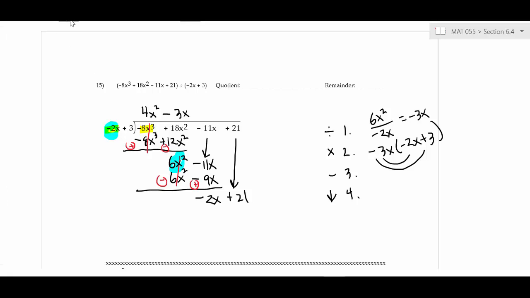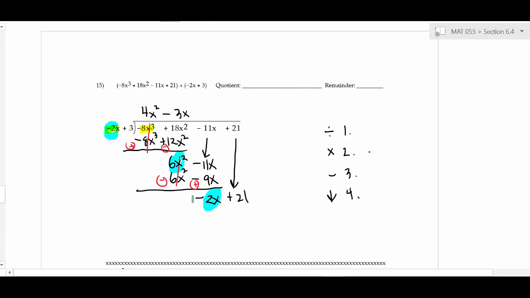Okay? All right, so let's finish up this last loop here. So what are we going to divide? Negative 2x divided by negative 2x. It's always the same. So what's negative 2x divided by negative 2x? 1. Okay, so we put a plus 1. Now we multiply, and you can multiply in your head. 1 times negative 2x is negative 2x. 1 times 3 is plus 3.